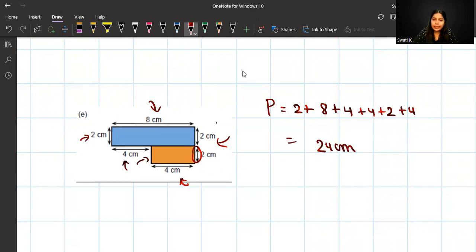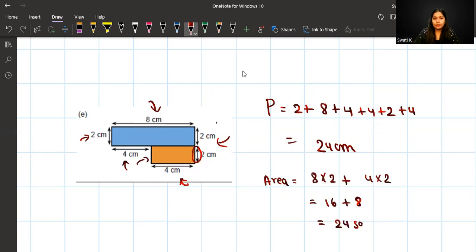Next is the area. We have to find out the area. Of course, I can see here that area of the complete shape is going to be area of the blue part plus area of the orange part. So area of the blue part is, of course, length into breadth. So 8 times 2 plus area of the orange part, that is again length times breadth, that is 4 times 2. So 8 times 2 is 16 plus 4 times 2 is 8. 16 plus 8 is 24.